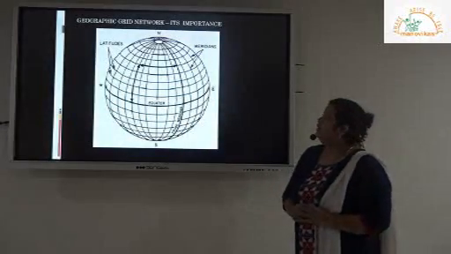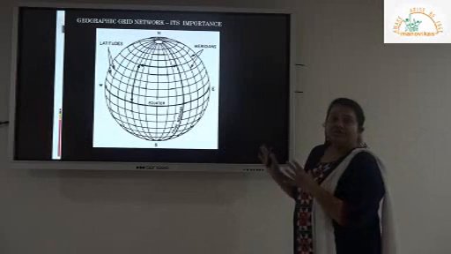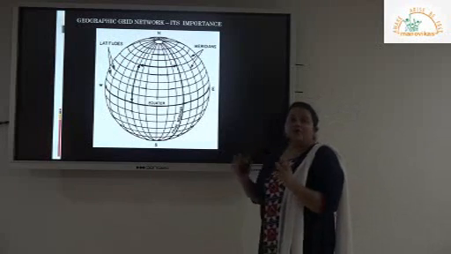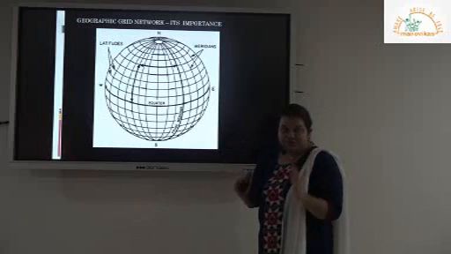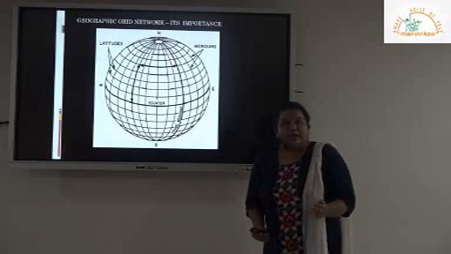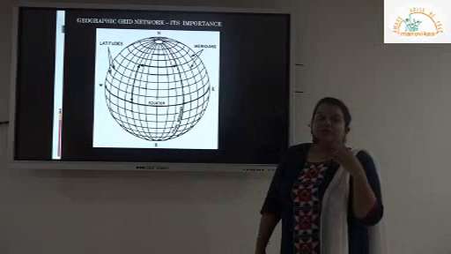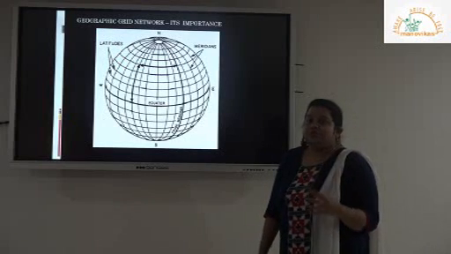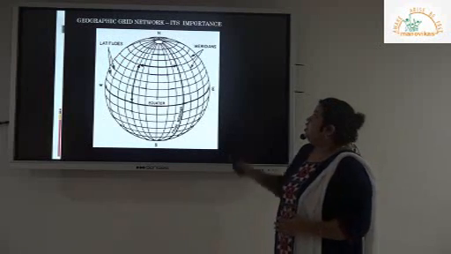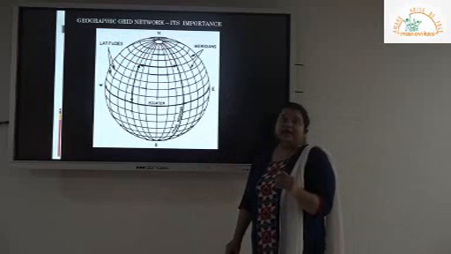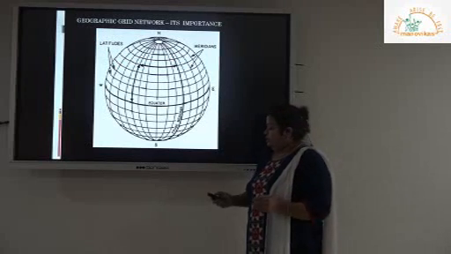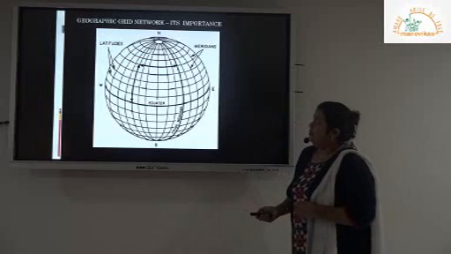This is the geographic grid network. Now the geographic grid network is the mounting of latitudes and longitudes together. When we are talking about only latitudes, we are not giving a specific location of a particular place. But with the coordination of longitudes, you can arrive at a specific location. So let us understand with the next slide.